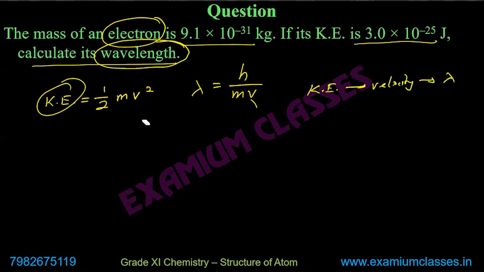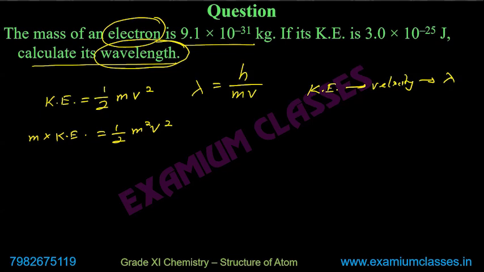But you can use this information intelligently also. Instead of substituting the value of v, you multiply both sides by m. So m into kinetic energy equals half m square v square. From here, you will get the value of m square v square. m square v square will be 2m times kinetic energy. You can substitute this value here. Lambda equals h upon square root of 2m into kinetic energy.